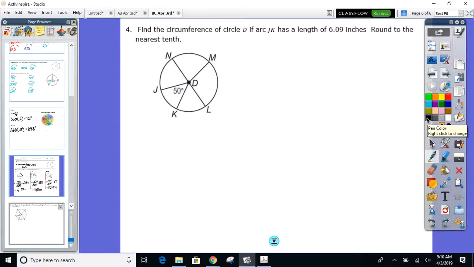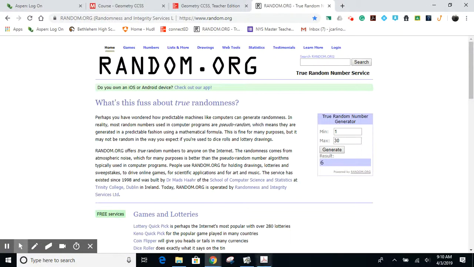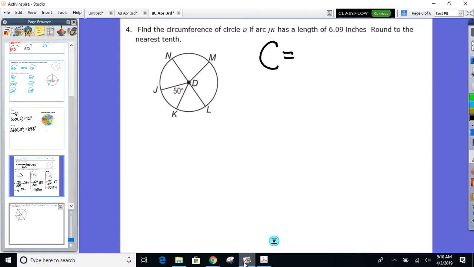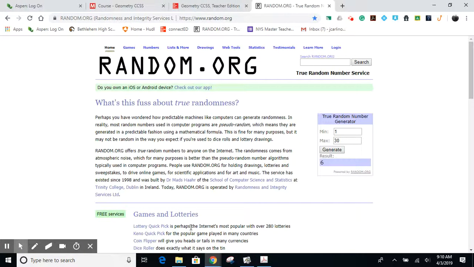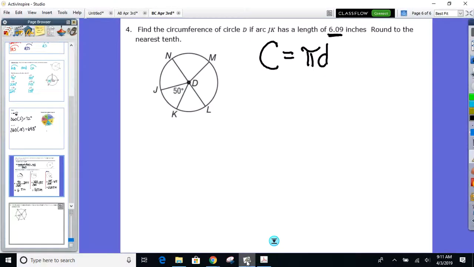Find the circumference. All right, here you go. Ready? That's the other formula we're responsible for so far. Formula for circumference. Pi d, yep. I give you this 6.09. What's that represent here? 6.09. The measure or length? Is 6.09 the measure of it in degrees or the length of it? It's the length of it. Everyone, yes, it's the length.